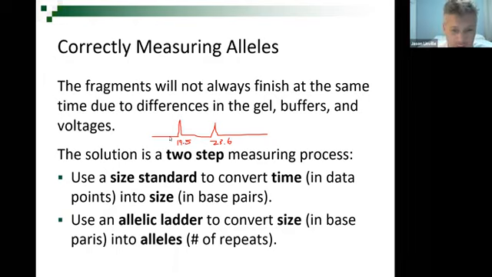So the two-step measuring process, the first thing that we're going to do is use the size standard to convert this number, time, into size. So the first thing that we're going to do is say 19.5 today on this instrument, 19.5, that actually equals 186 base pairs.